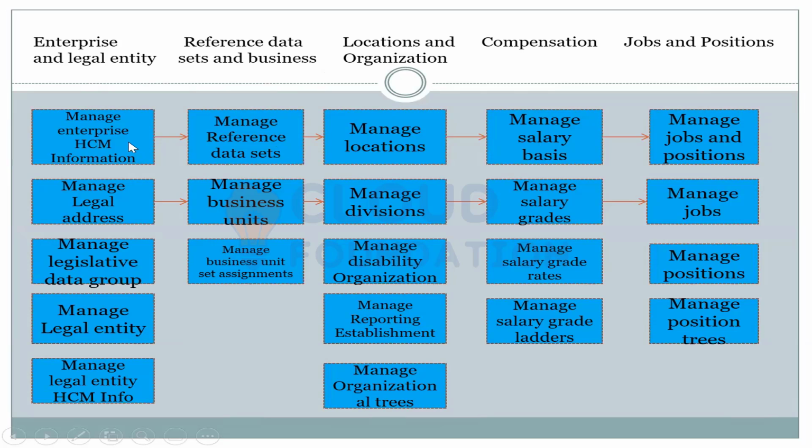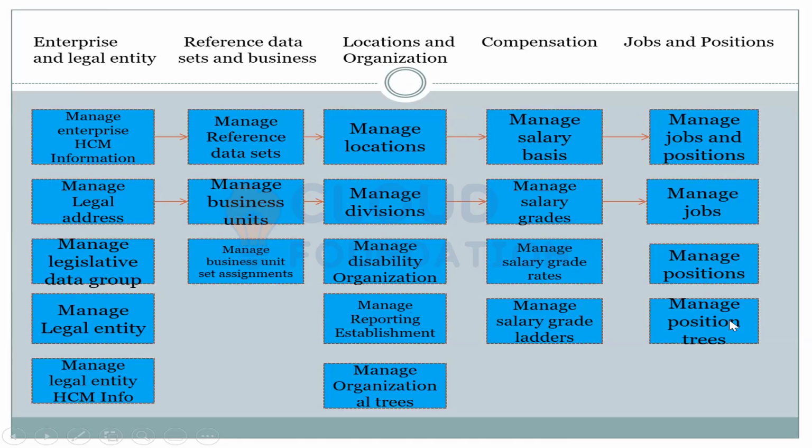So enterprise and legal entity is what? When we talk about legal address, legislative data group, legal entity, we manage legal entities and HCM information. Reference data sets, we have managed reference data sets, manage business units, and business assignments. Locations and organizations, we have to define the locations, divisions, disciplines, reporting, establishment, manage organization trees. Compensation, we have managed salary basis, salary grade rates, salary grade ladders. Jobs and positions, we have manage jobs, manage positions, manage position trees. So all these things we are going to learn one by one.